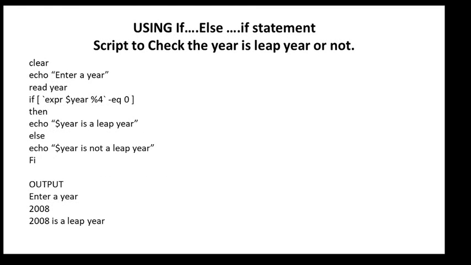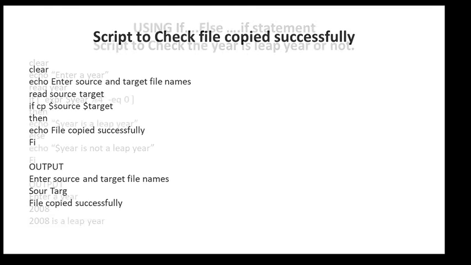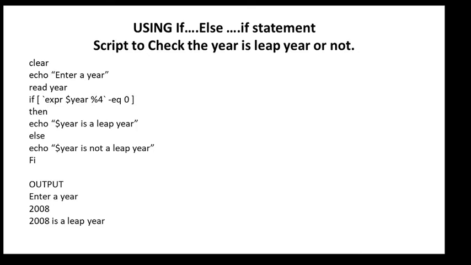This is about the if statement examples only. Here we'll see if-else statement examples. Script to check whether the year is a leap year or not. What is a leap year? A year whose value modulo 4 is equal to 0 will be considered a leap year.